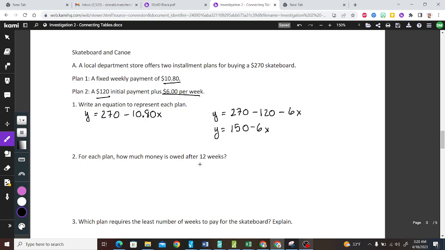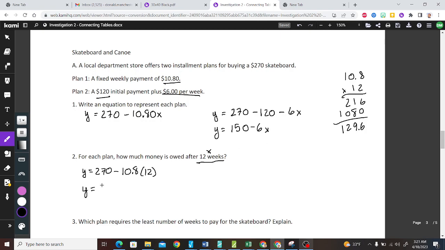For each plan, how much money is owed after 12 weeks? 12 weeks is our x value. So y equals 270 minus 10.8 times 12. I don't have a calculator on hand, so 10.8 times 12, that's a 6, carry the 1, that's a 0, drop it down, that's 2, there's a 0, there's a 108. Then we've got 6 plus 0 is 6, 1 plus 8 is 9, 2 plus 0 is 2, and so move the decimal point.